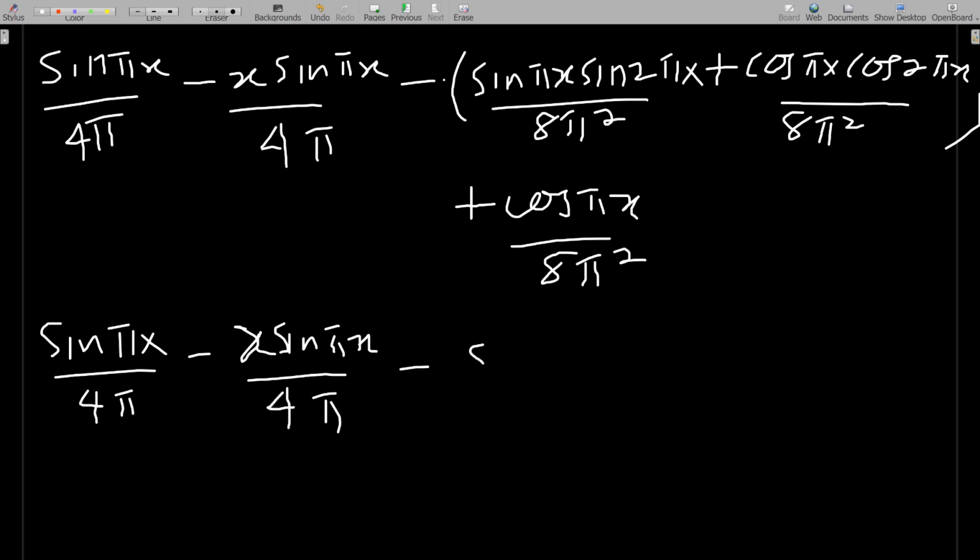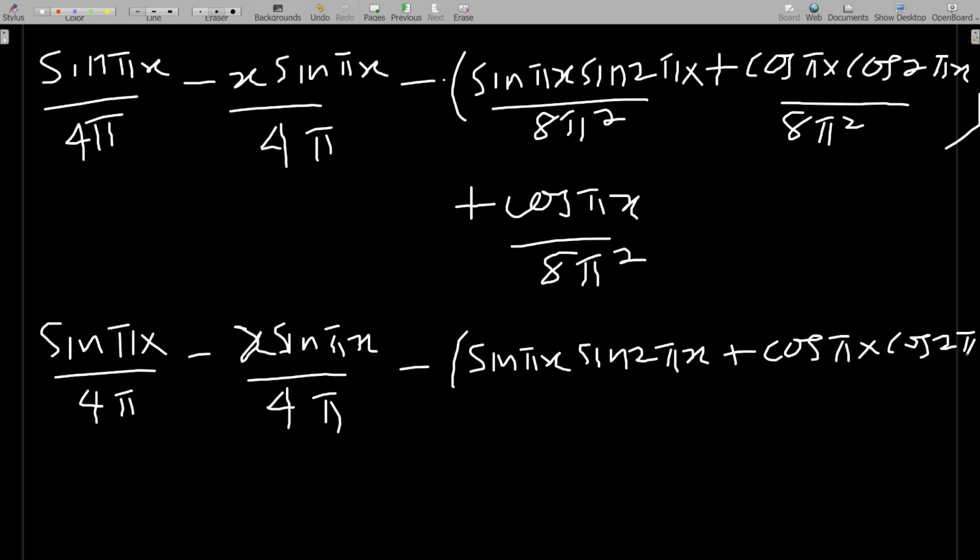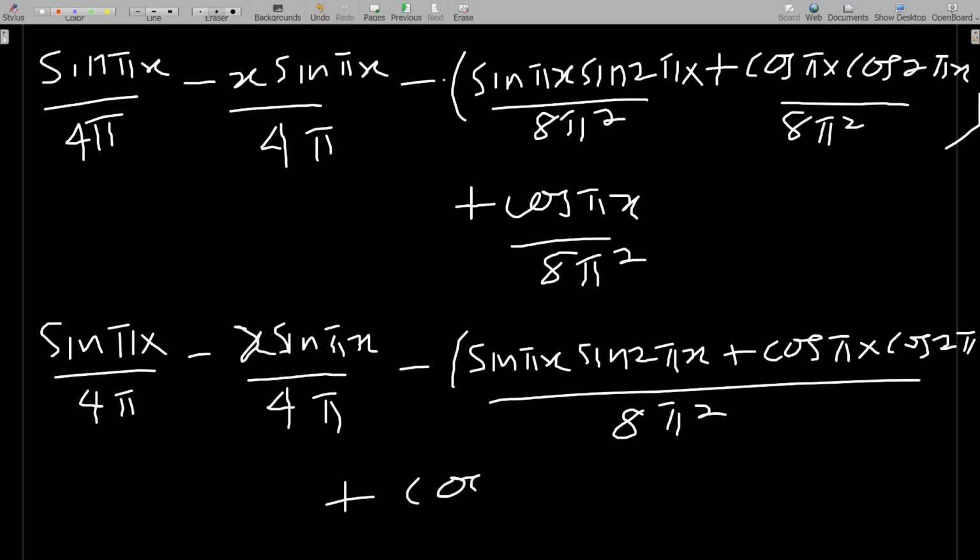So I have sine pi x is minus that, okay? Sine 2 pi x plus cos pi x cos 2 pi x, okay? All over 8 pi squared, okay? Then plus cos pi over 8 pi squared. Now I realize that this is cos of something, okay?